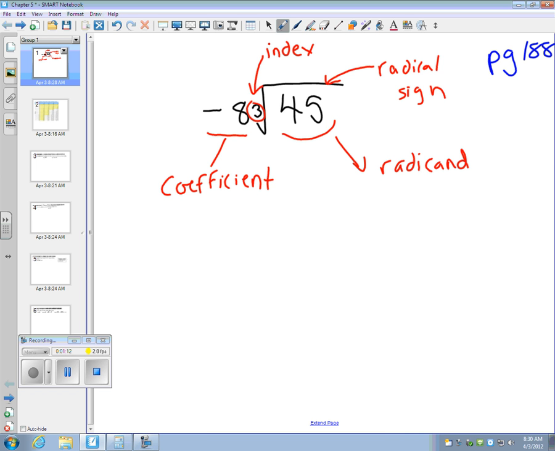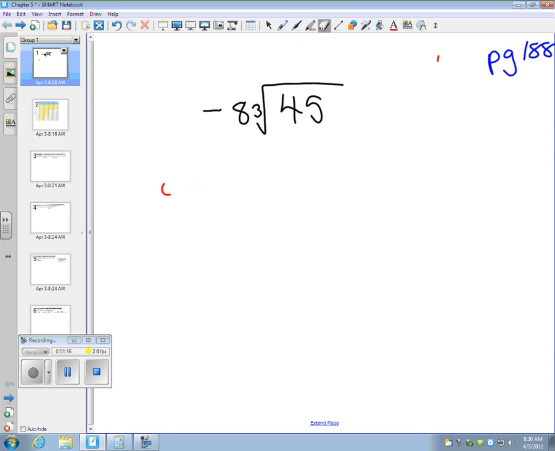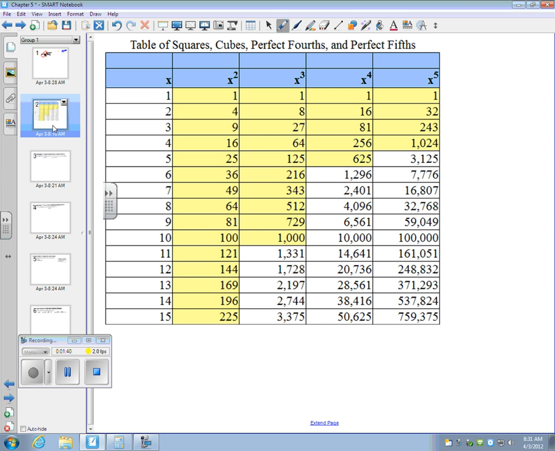Okay, another definition is an entire radical. An entire radical means that we don't want any coefficient in front. We don't want this -8. All we can have in front is a -1 or a 1. Okay, so in order to convert to an entire radical, we have to somehow put this -8 back in, or an 8 back in. And what we're going to do to do that is we're going to look at this table of squares, cubes, and perfect fourths.